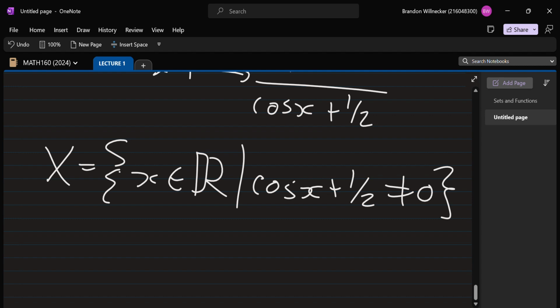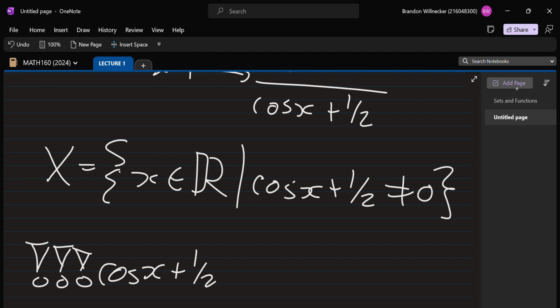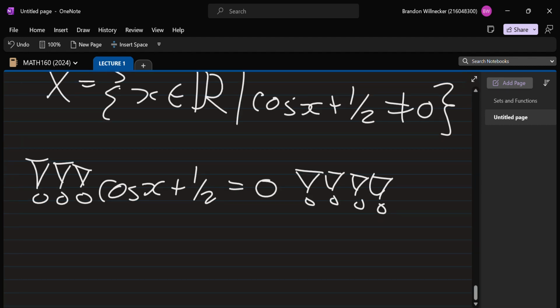So, we want to find where all of them are not 0. Well, that's a bit difficult. Let's find where they are 0 and kick them out. So, we put a whole lot of exclamation marks because this is an intermediate step. We're looking for where it is 0, but you need to keep in mind that's not the answer. We're looking for where it's not 0. So, cos x plus a half equals 0. Again, warning, this is not the answer. This is just going to help us get to the answer.